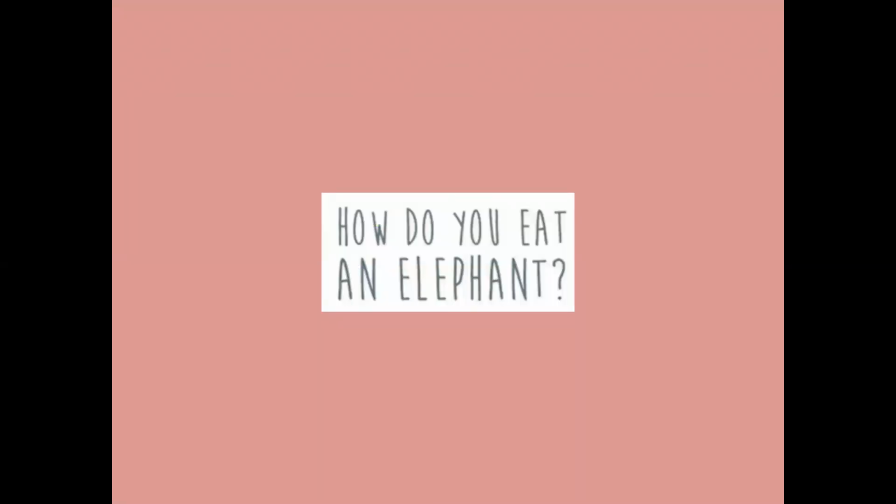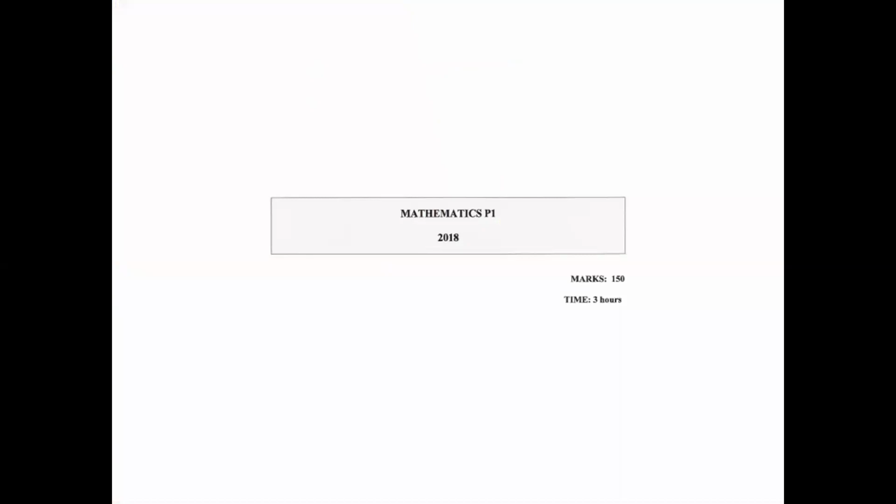It's also about how to eat an elephant. An elephant is anything big in your life, any big goal that you set yourself. And how do you accomplish that huge, humongous goal? The maths paper 1 is one such goal. It's 150 marks and it's 3 hours, which is quite a long time, but it goes so quickly during the exams.